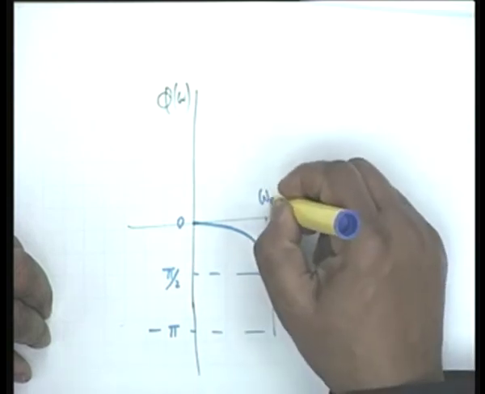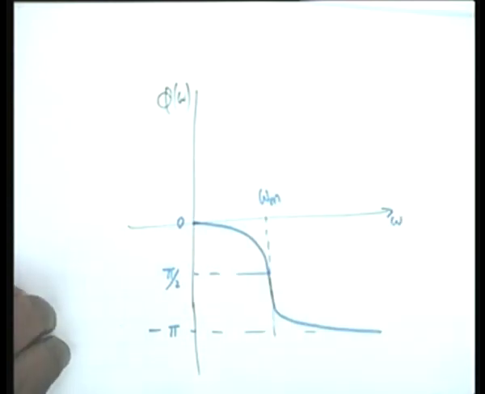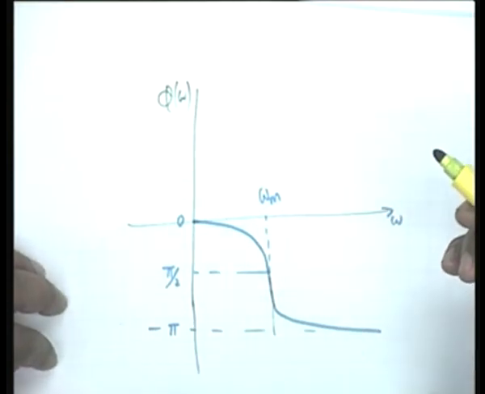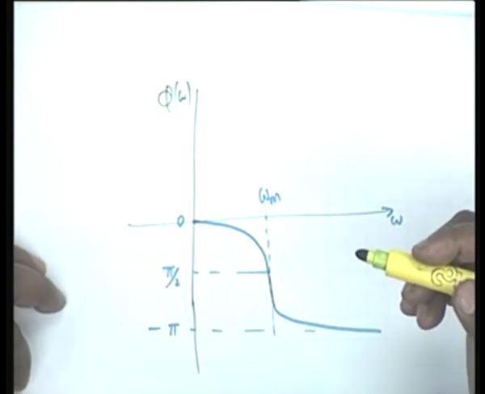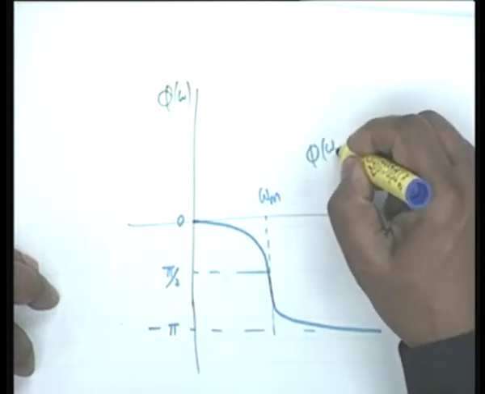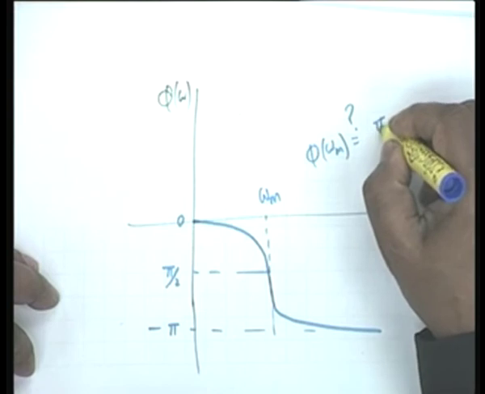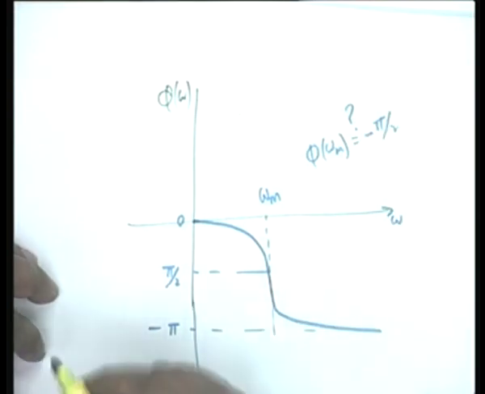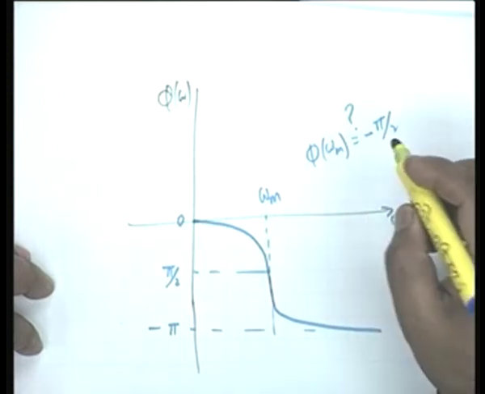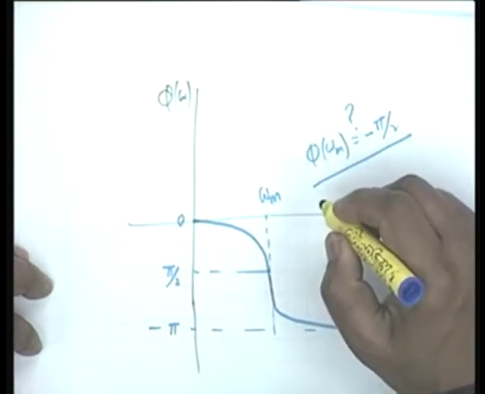And it can be shown that the phase at omega equal to omega m is equal to pi by 2. I leave it with a question mark, minus pi by 2. Phase at omega equal to omega m. Is that okay? But definitely I am leaving it with a question mark.